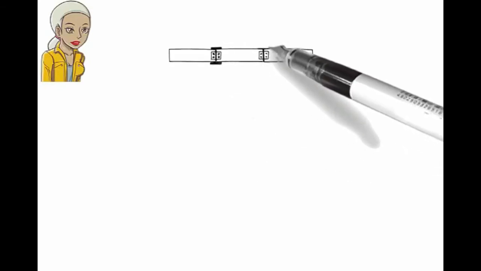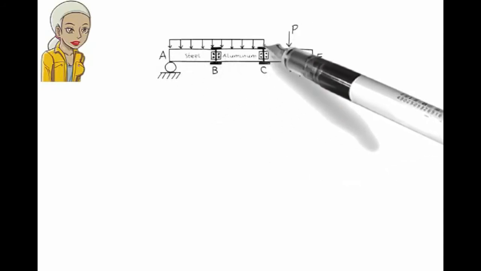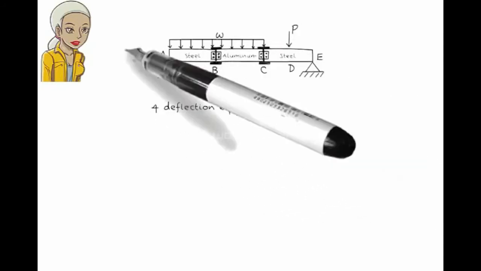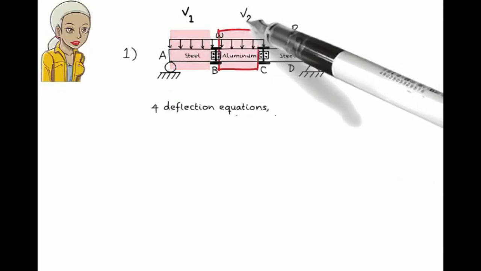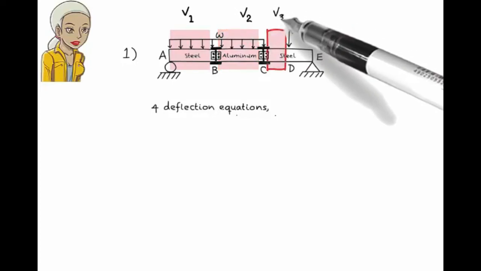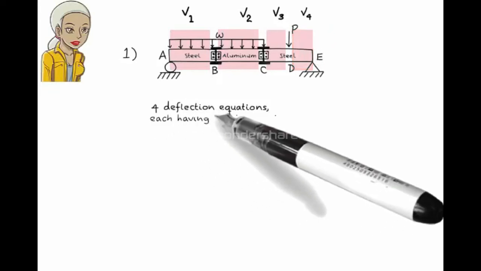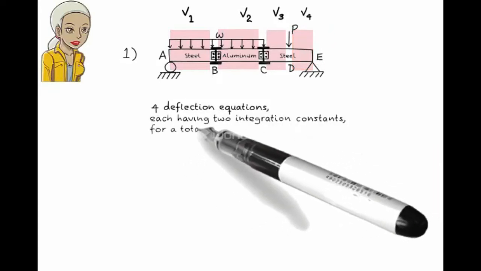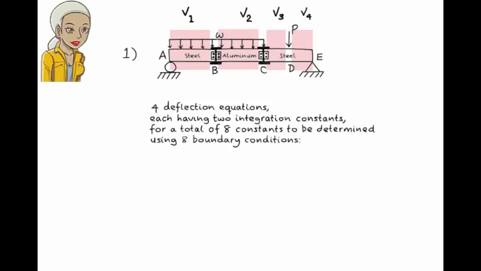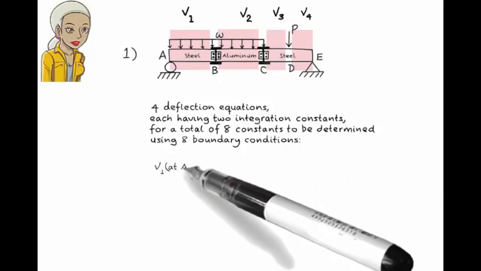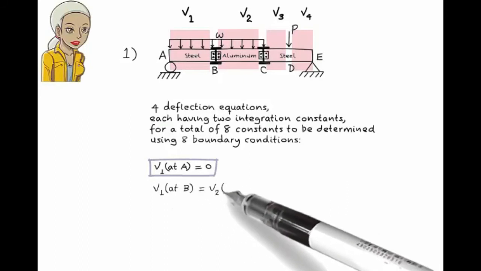Solution for problem 1. We need 4 deflection equations for this beam. Since each equation has 2 integration constants, we need a total of 8 boundary equations. They are: deflection at the roller support must be 0. Deflection at B, where the steel and aluminum segments meet, must be continuous.